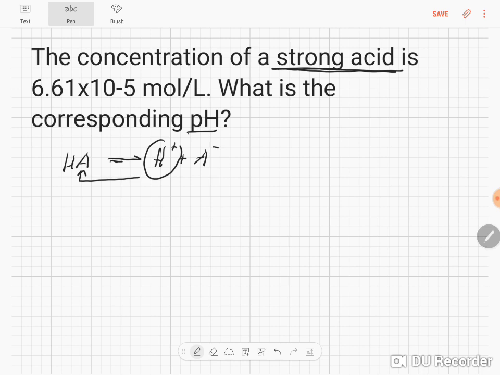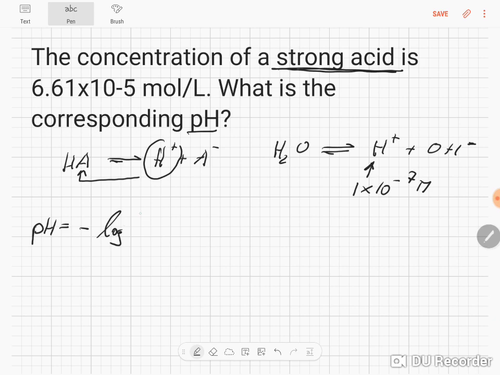We also have to take into account that water, when it dissociates, also produces protons plus OH minus. We know that the proton concentration in pure water is 1 × 10⁻⁷ molar. And I will come back to that, why it is important. So we can do pH equals negative log of the proton concentration.